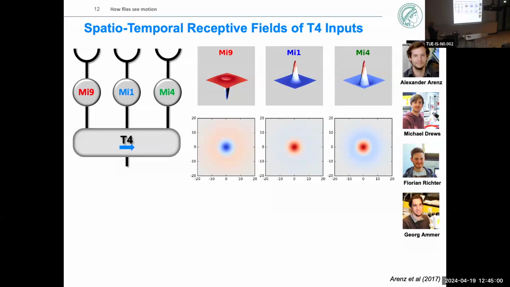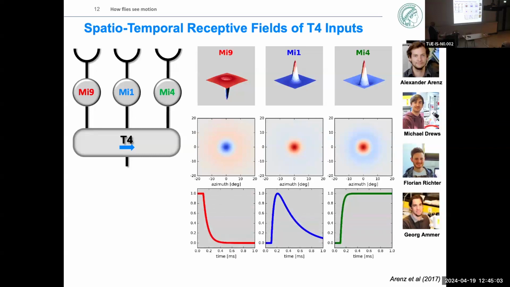Now, looking at the temporal properties, I show you the step responses of these fitted filters, and we see very much in line with our expectation, the flanking cells are low-pass filters, that's a step response of a low-pass filter, whereas the central one is more band-passy and faster, right?